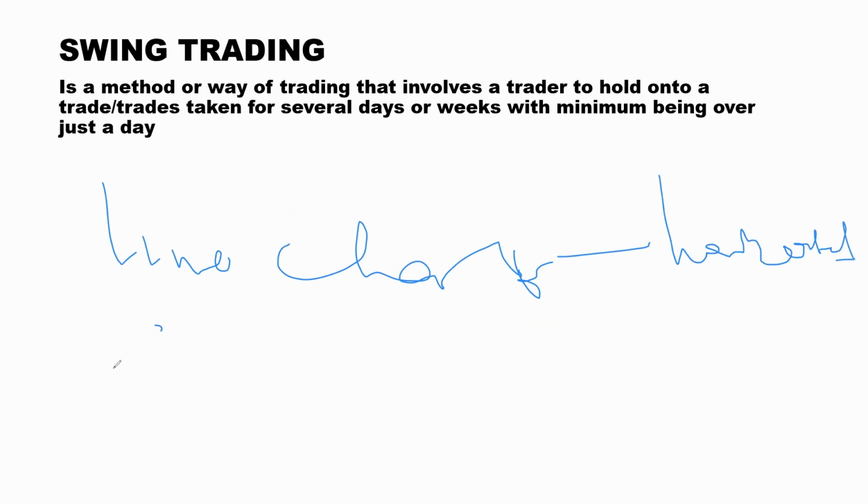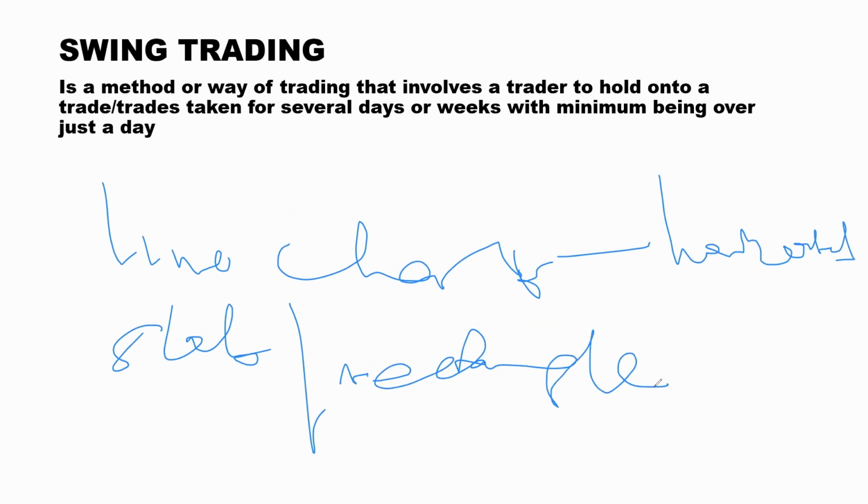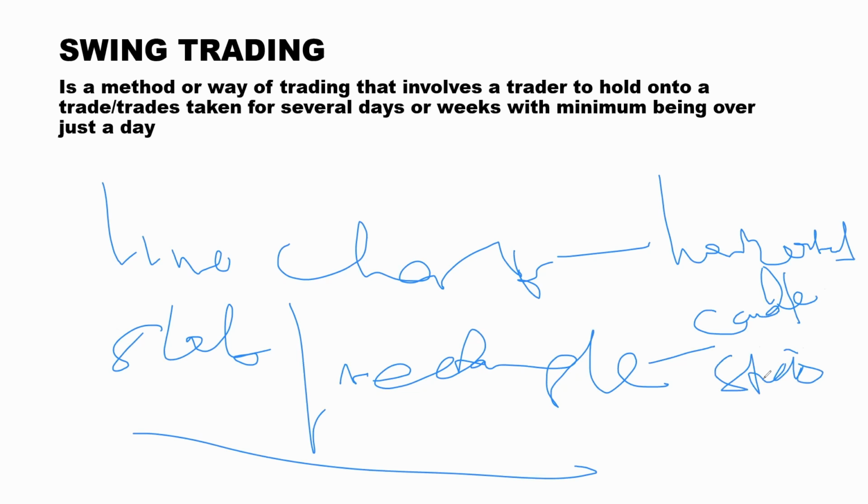Or you can use what we call the slab, or you can call it a rectangle. These are tools that are on your analysis platforms, either TradingView or MetaTrader or cTrader, depending on the one that you're using. These tools are there. And the slab or rectangle, where are we using it from? We're using it in the candlestick charts, right? So the line chart, we're using it to mark the turning points using the horizontal line.